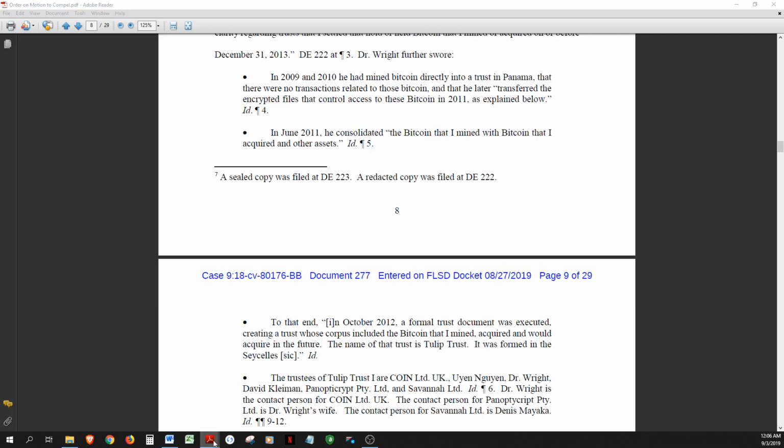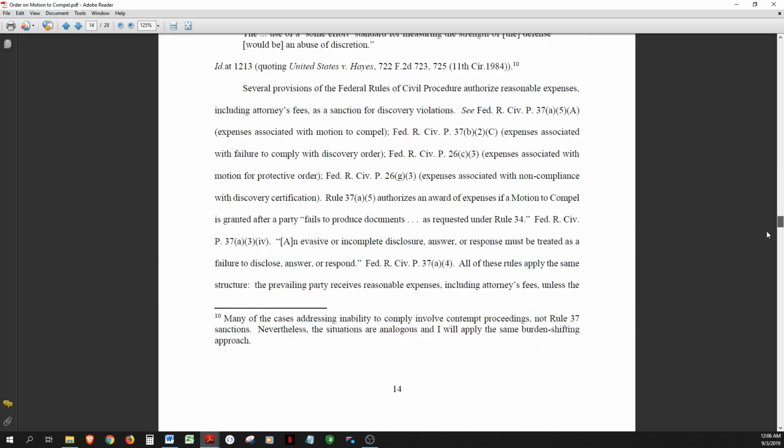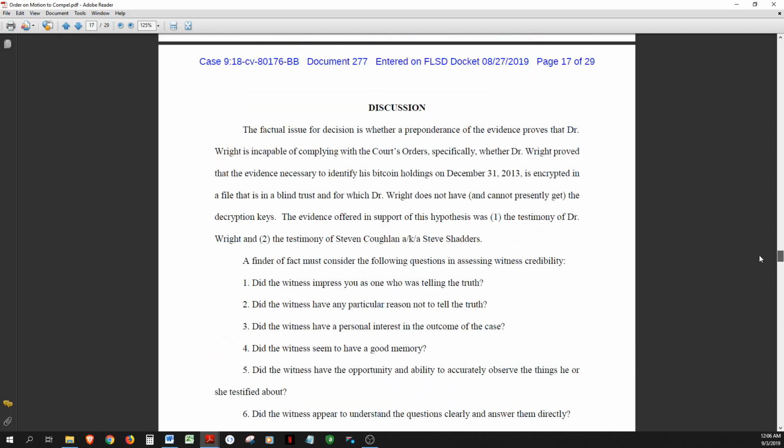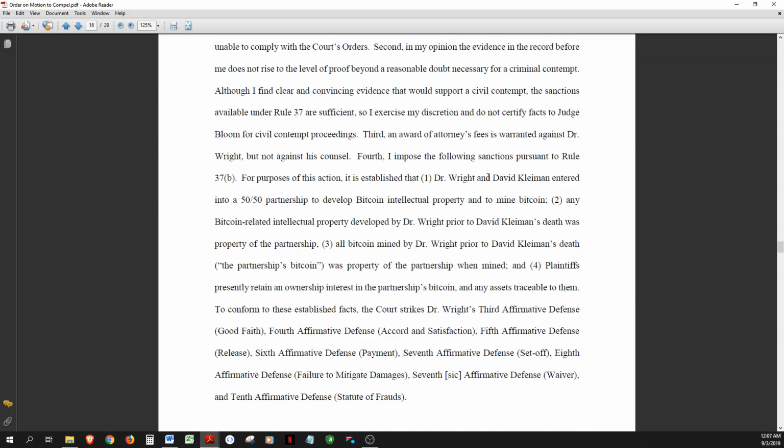Going back to the complaint, I hope I didn't get rid of it. I did get rid of it. Just a second. Let me pull it back up. Complaint. So what were the facts that were established in this? We go back down. There was a partnership. Any Bitcoins mined prior to David Kleiman's death were part of that partnership. All the Bitcoin mined is part of the partnership when mined, and then that plaintiffs have an ownership interest.